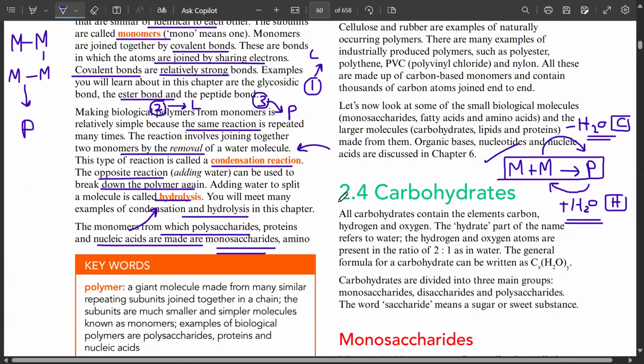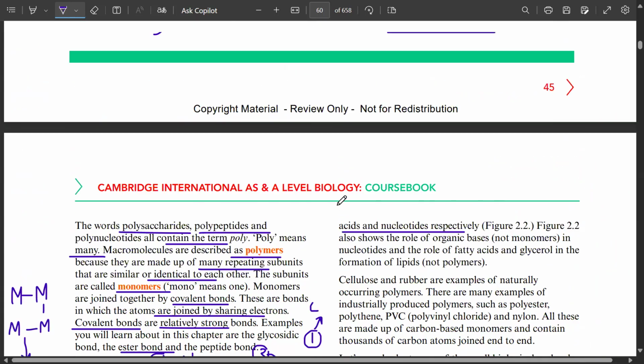So these are the types of monomers. Amino acids are monomers, they are going to make a polymer, protein. Nucleotides are monomers, they are going to make the polymer nucleic acids. That can be your DNA as well, that can be your RNA as well. Got it? We are also going to see the role of fatty acids and glycerol. When they both combine, they make up lipids.